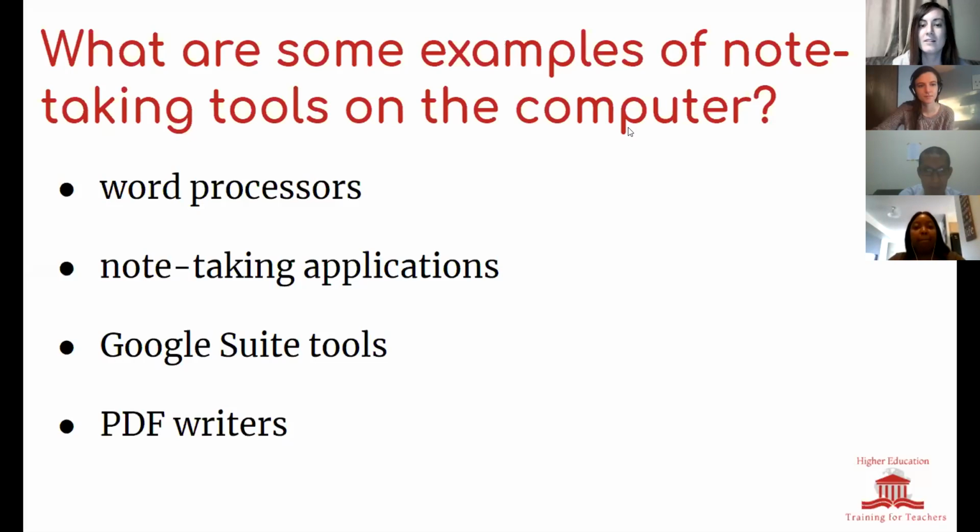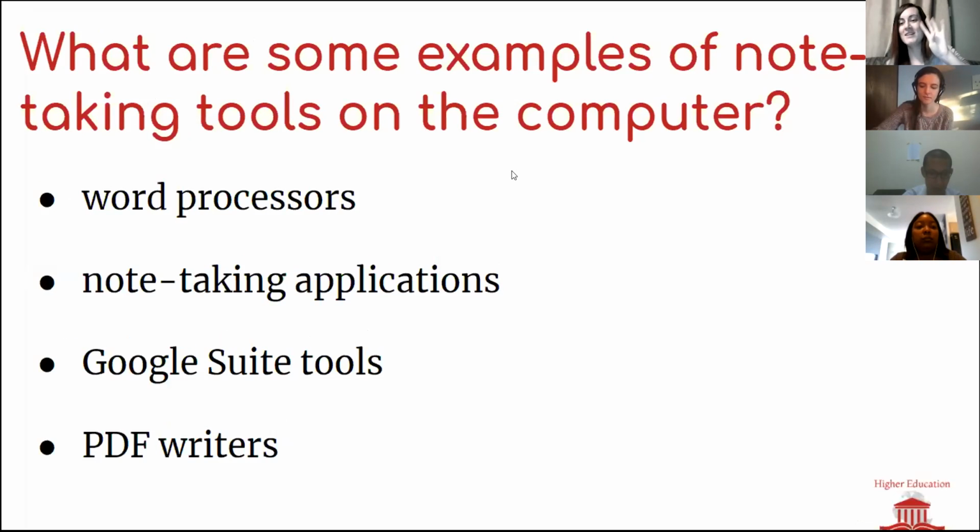Google Keep, Perfect in Skill. I don't know if I know those ones. Notepad, yeah. So there's lots out there. Google Drive, yeah. So there's lots and lots of tools that you can use, some more common than others. So we're going to look at 4 today. It's just a very brief overview. Microsoft OneNote. Okay. So we're going to look at word processors, note-taking applications, and Google Suite tools and PDF writers. So those are kind of the 4 that we're going to look at today.